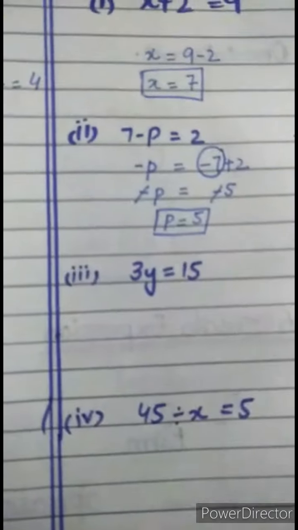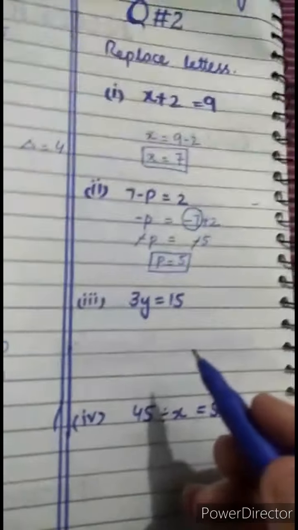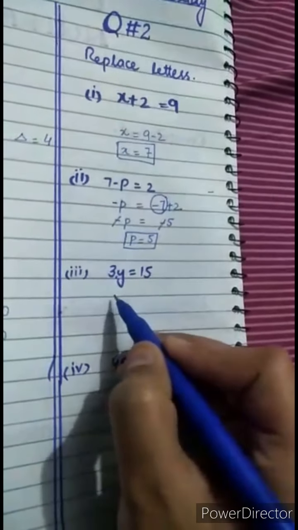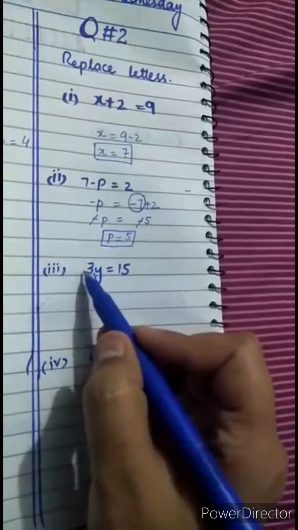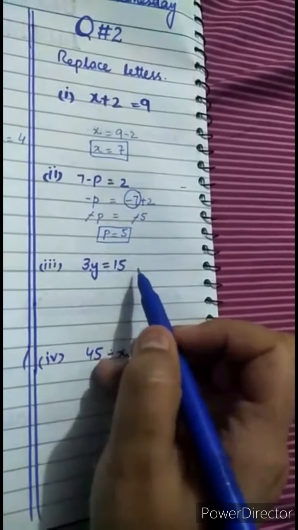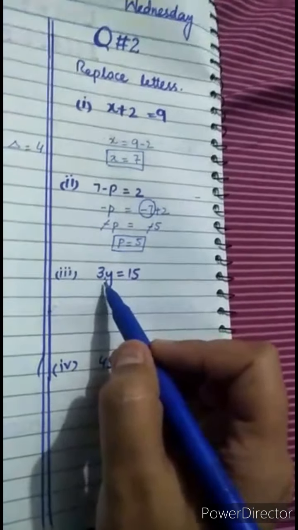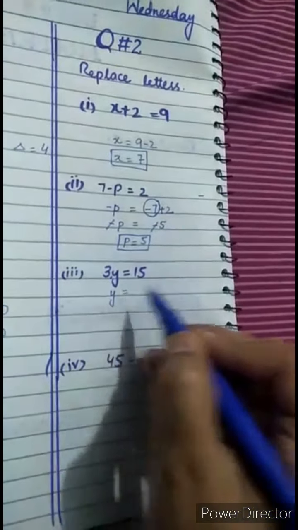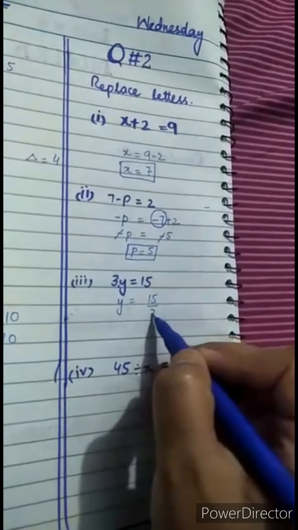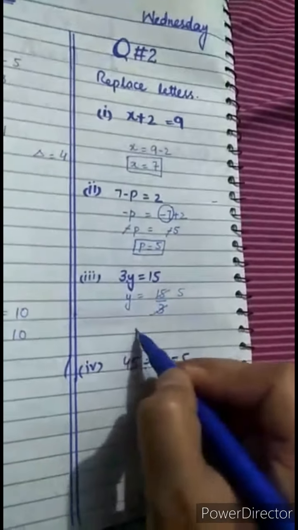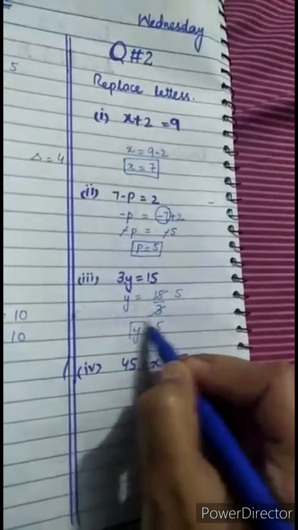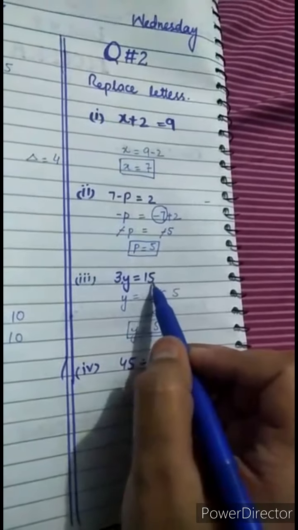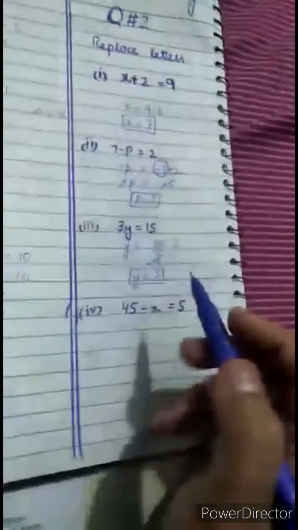Now the third part is 3y equals 15. If we solve this, y and 3 are being multiplied here, 3 into y. When a multiplied value is shifted to the other side, the multiplication is converted into division. So y equals 15 divided by 3. 3 5s are 15, so y will be equal to 5. If we place 5 in place of y, 3 into 5 equals 15. You can also check these all.